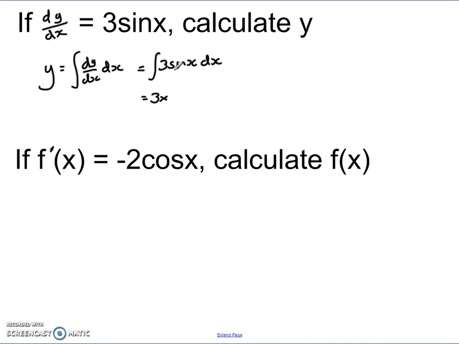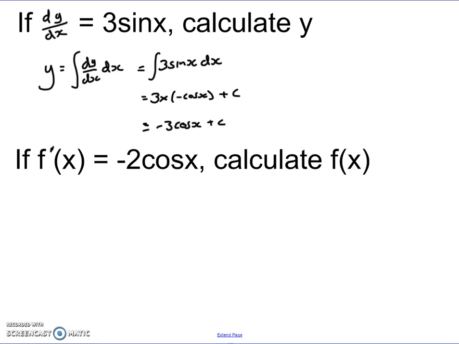Now, we've got sine x here. Remember, the integral of sine x is minus cos x. And because it's an integral, we have to include our constant of integration, our plus c. Then it's a case of simplifying this part that we've got here. So we've got 3 times negative cos x, that gives me minus 3 cos x, plus c, my constant of integration.